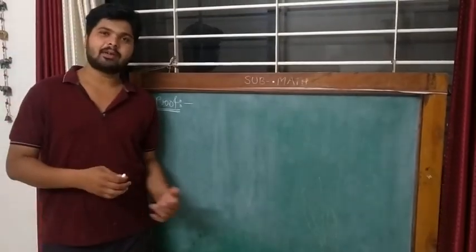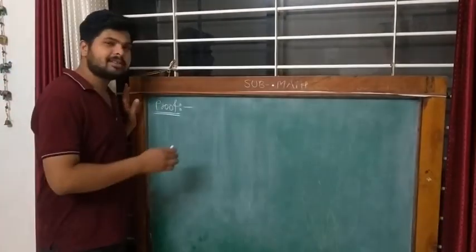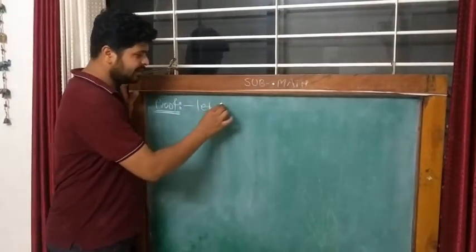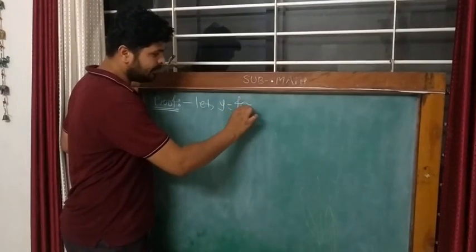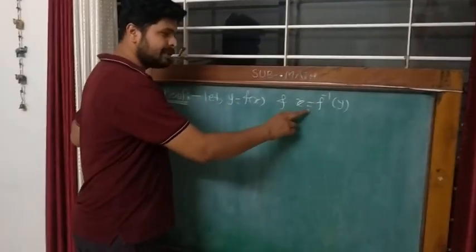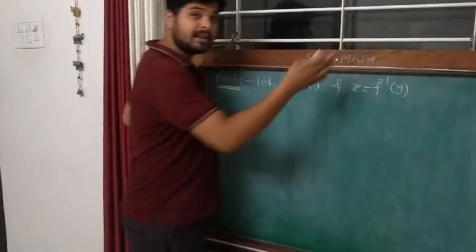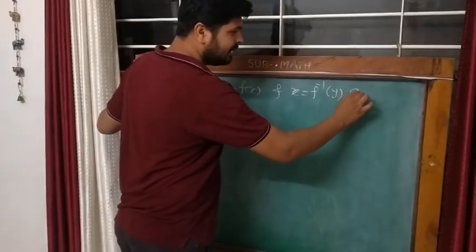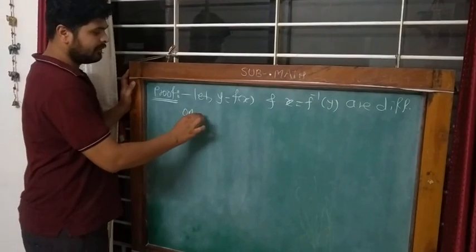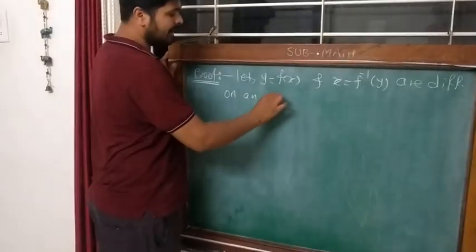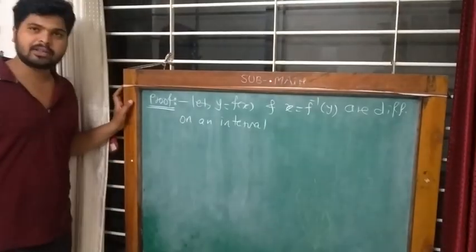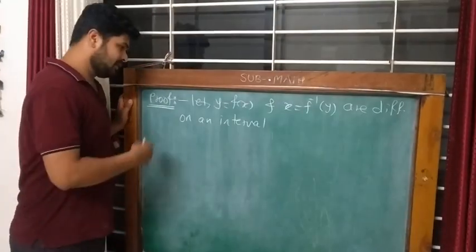So now we are starting our proof of the theorem. As it is already mentioned in the statement, we write that condition: let y is equal to f of x and x is equal to f inverse of y. This part is not given, but f inverse of y is given. So both these functions are differentiable on an interval I, and these two functions are differentiable. So this part is already given.